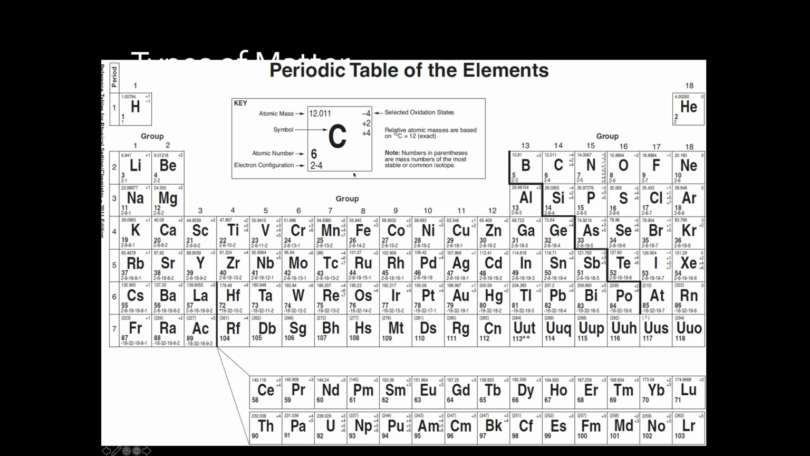For example, when we do nuclear reactions, we'll be looking at the mass number and the atomic number. When we do electron configuration, we'll be doing electron configuration. And when we look at how atoms come together to form compounds, we'll be dealing with these oxidation states.